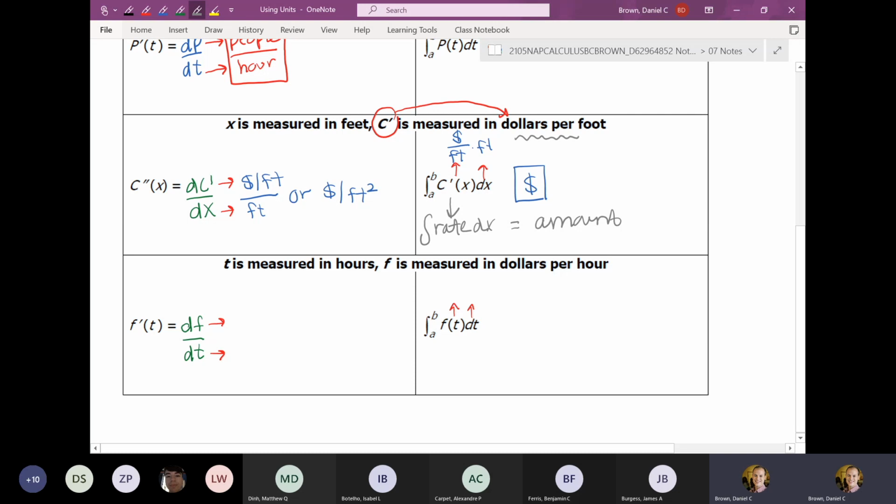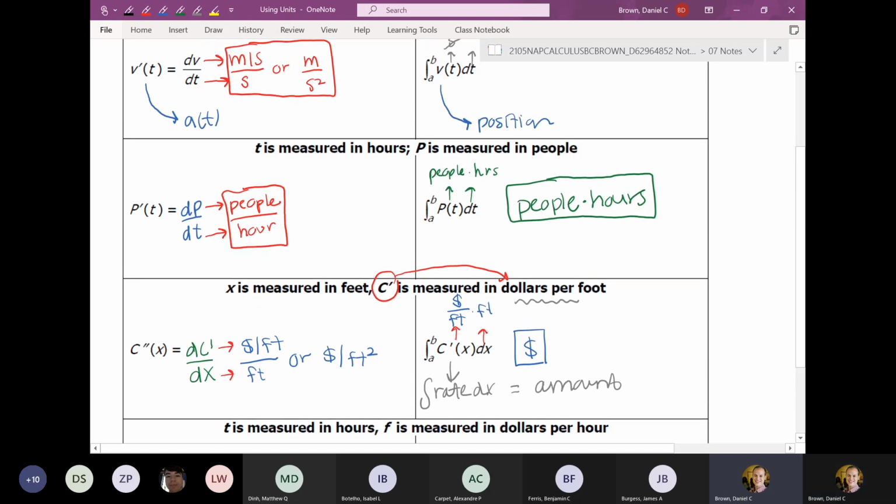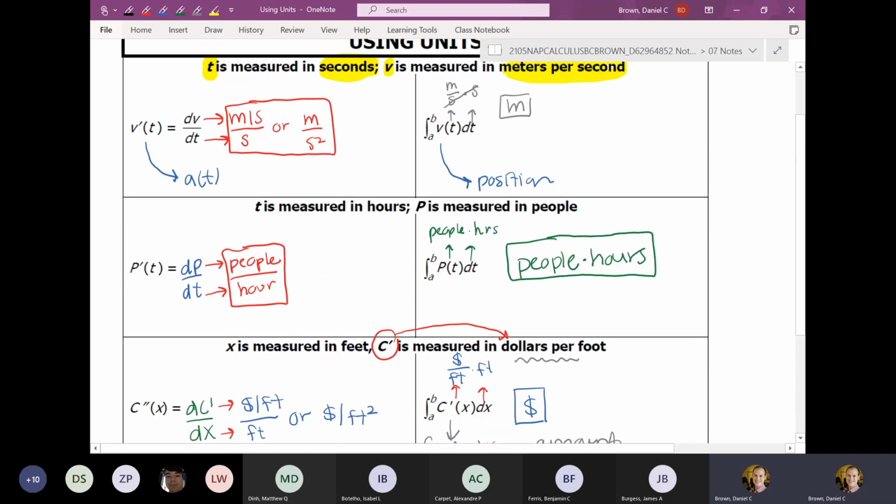We also saw that when we integrated velocity, velocity is a rate. So when I integrated a rate, it gave us an amount. And in this case, it's the amount of distance, the position that we have.